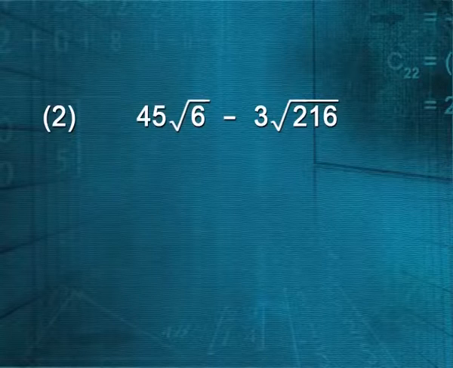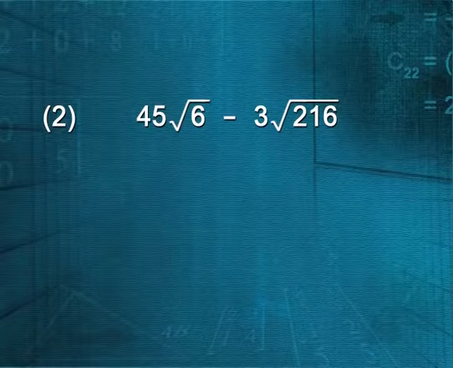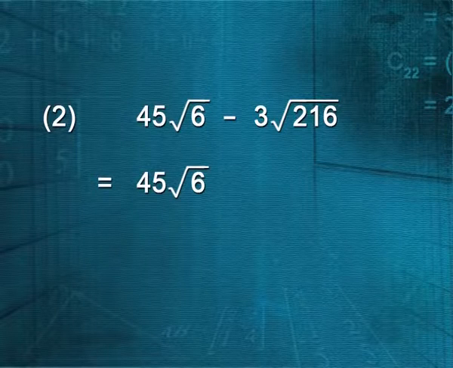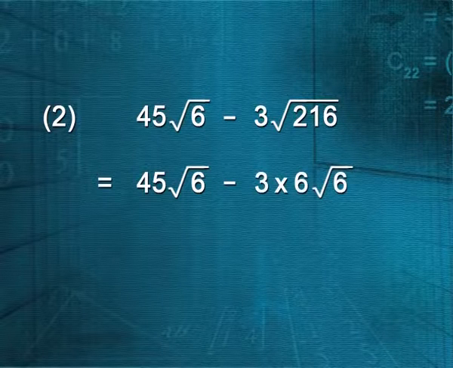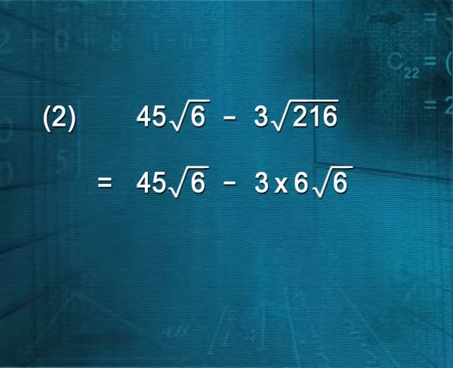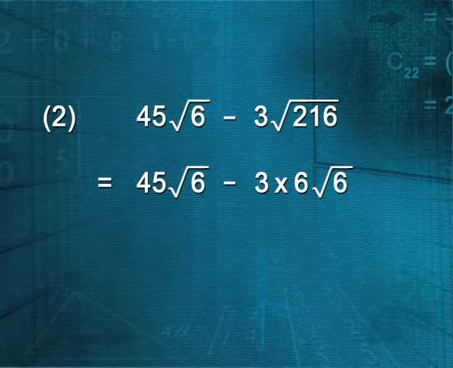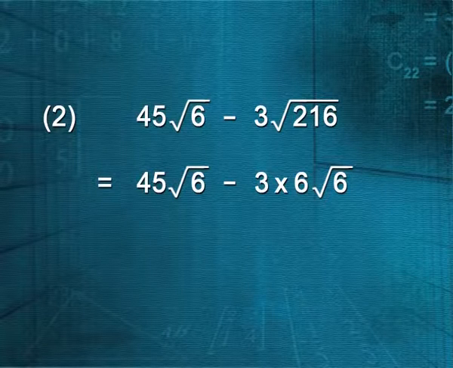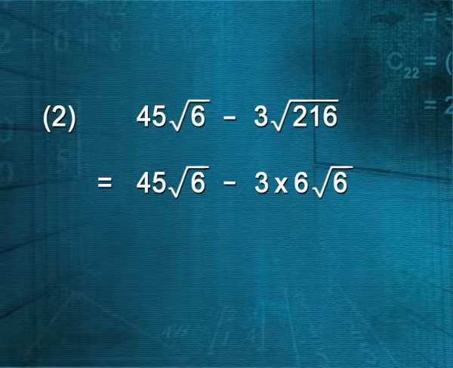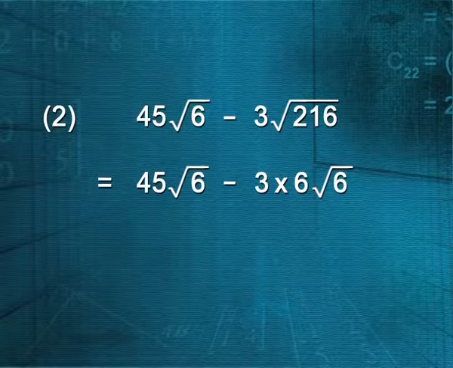Let us see the subtraction or the difference of the surds. The example is 45 root 6 minus 3 root 216. Again, 45 root 6 will be written as it is, and under root 216 can be written as 6 into 6 into 6. And since it is under root 6 into 6 into 6, you can take one 6 outside and you will be left with 6 root 6. So instead of writing 216 under root, we will write 6 root 6, and since 3 is outside, 3 will be multiplied by 6 and you will get 18 root 6.